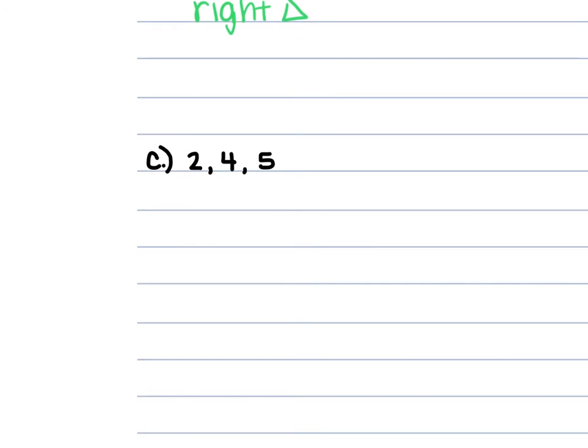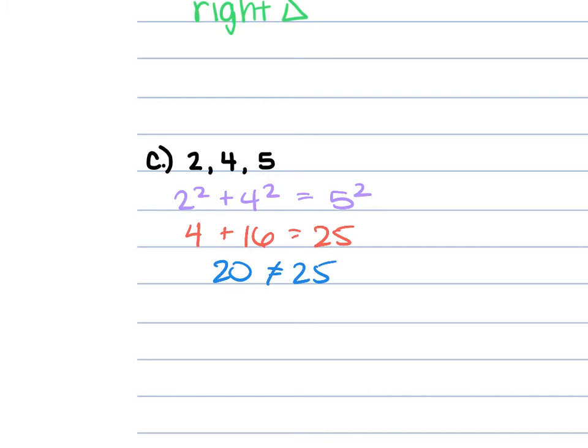For C, we're given 2, 4, and 5. So 2 squared plus 4 squared should equal 5 squared. 2 squared is 4. The 4 squared is 16. The 5 squared is 25. 4 plus 16 is 20, not 25. This is not a right triangle.